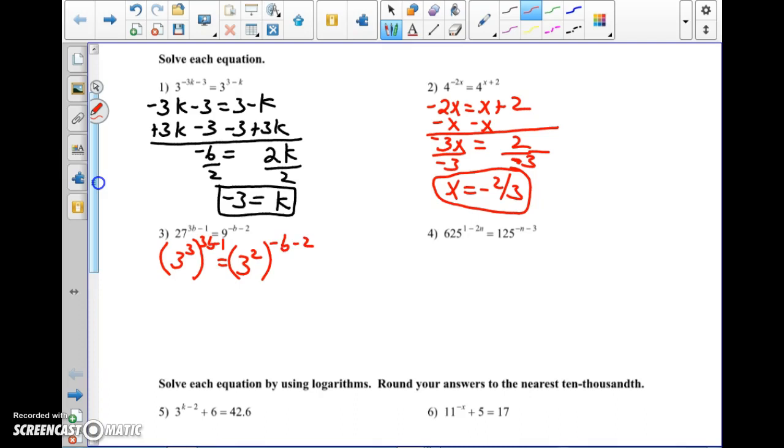Okay, now remember, power on power you multiply. So you're going to have 3 to the 3 times 3b minus 1. In other words, 3 to the 9b minus 3 equals 3 to the 2 times negative b minus 2, which is negative 2b minus 4. Once you get to here, the bases are the same, so set the exponents equal to each other. You will have 9b minus 3 equals negative 2b minus 4. And now you go through a simple solving.